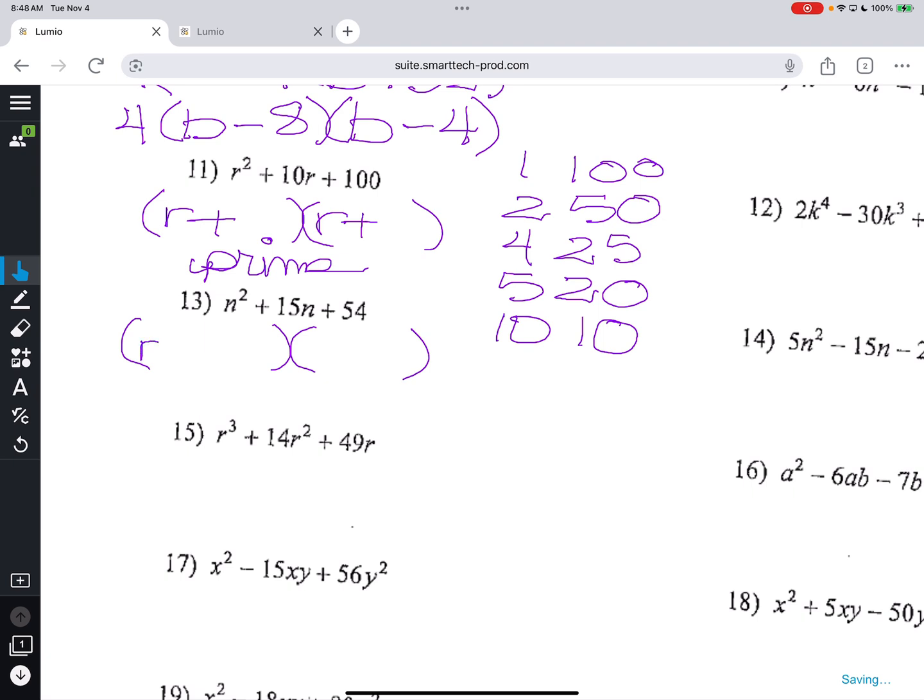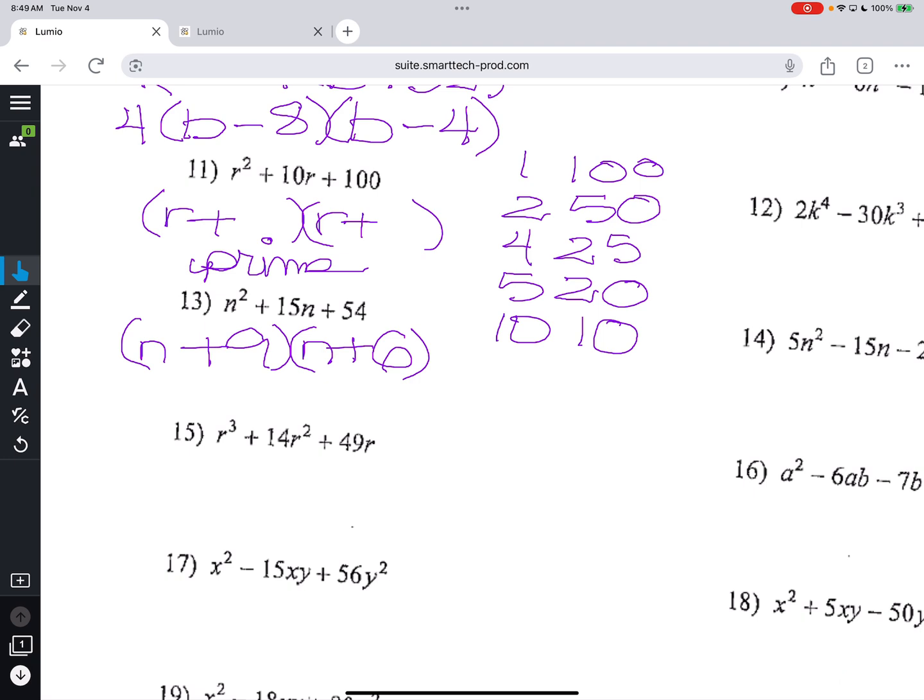All right. So what are our signs going to be on 13? Positive. Both positive. Two factors of 54 that, when we add, we get 15. 9 and 6. Well, there you go. That was quick. Good job. 9 and what?